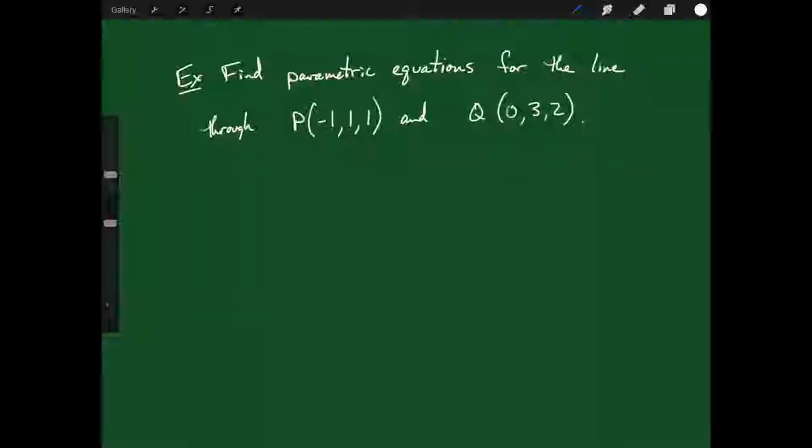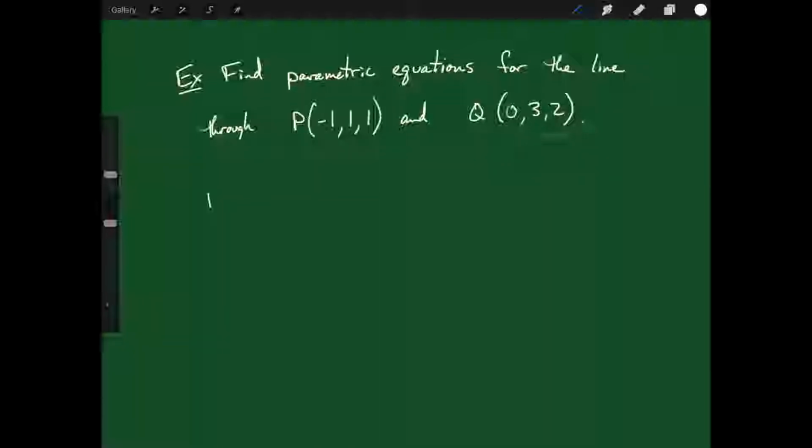Now, what I know is if I'm trying to find a parametric equation for a line, I need to know a point on that line. Well, I've got that. I actually have 2 points on the line, right? I have P and I have Q. I know both of those. And I need a vector that's parallel to the line. Okay, that I don't have, but I can get it because I can use these 2 points to give me a vector that is parallel.